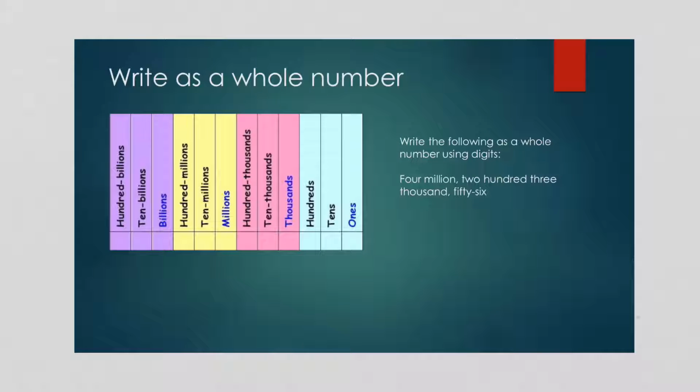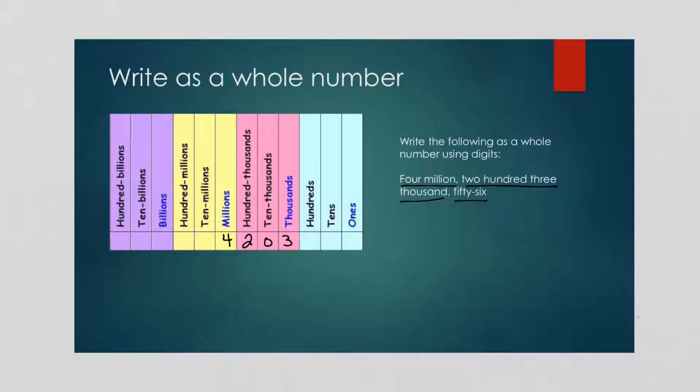Alright, so in this problem, write the following as a whole number using digits. I'm going to take these words and put them in digits, in numbers. So 4 million, so I'm going to put 4 in the million section. Notice how there's a comma there. Now I'm going to go to the thousand section. 203,000. Notice how it's written 203, not 230. 230 is 230. 203 is 203. So make sure that you're pretty careful about that.